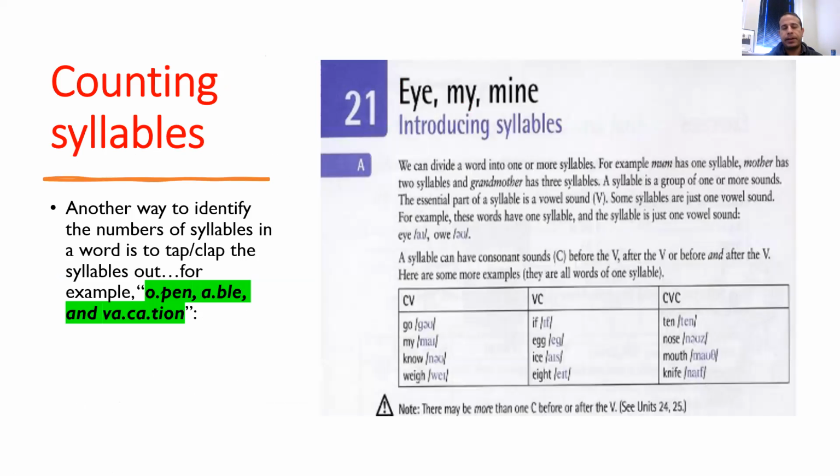So how can we count the number of syllables in an English word? One easy way is to clap your hands, just like this. One clap means 1 syllable. For example, thanks. How many claps do we have? Just 1, so it has 1 syllable.